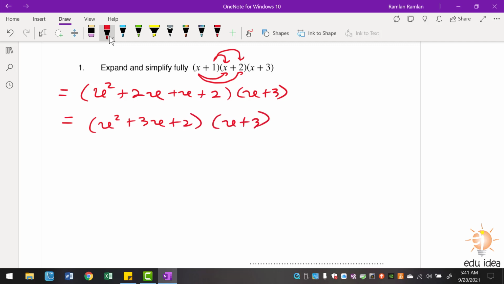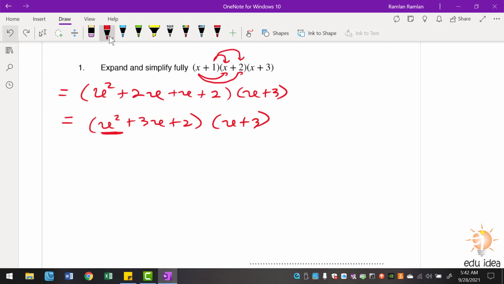Okay, so it's almost the same with the concept of expanding 2 brackets, like this one here, right? So you distribute all of the terms inside the bracket to the other bracket. So it's like you multiply this guy with all of them, and then this guy with all of them, and then this guy with all of them, right? So let's do it step by step.